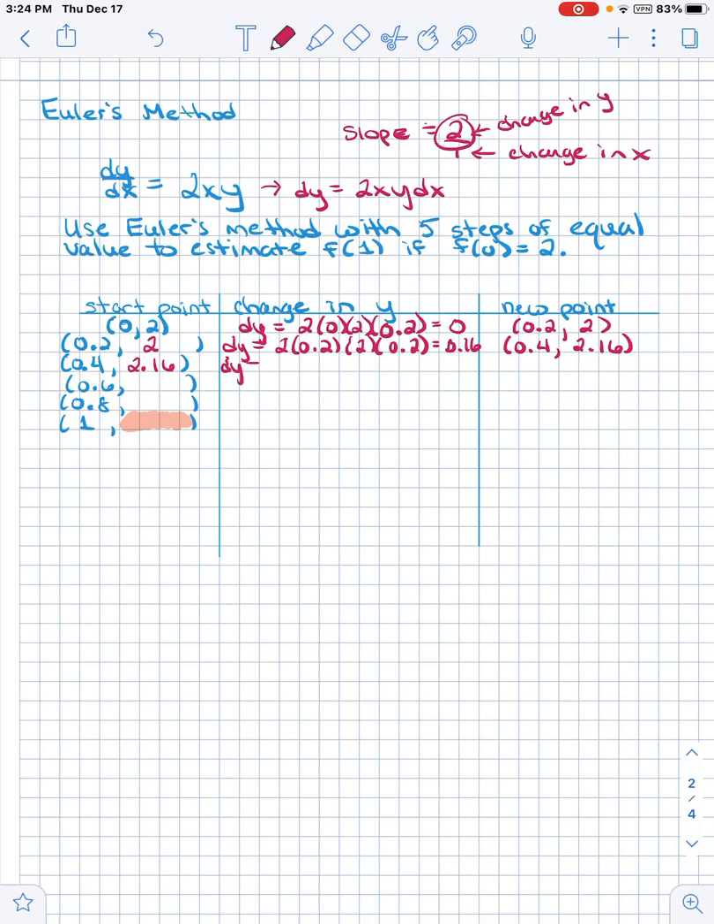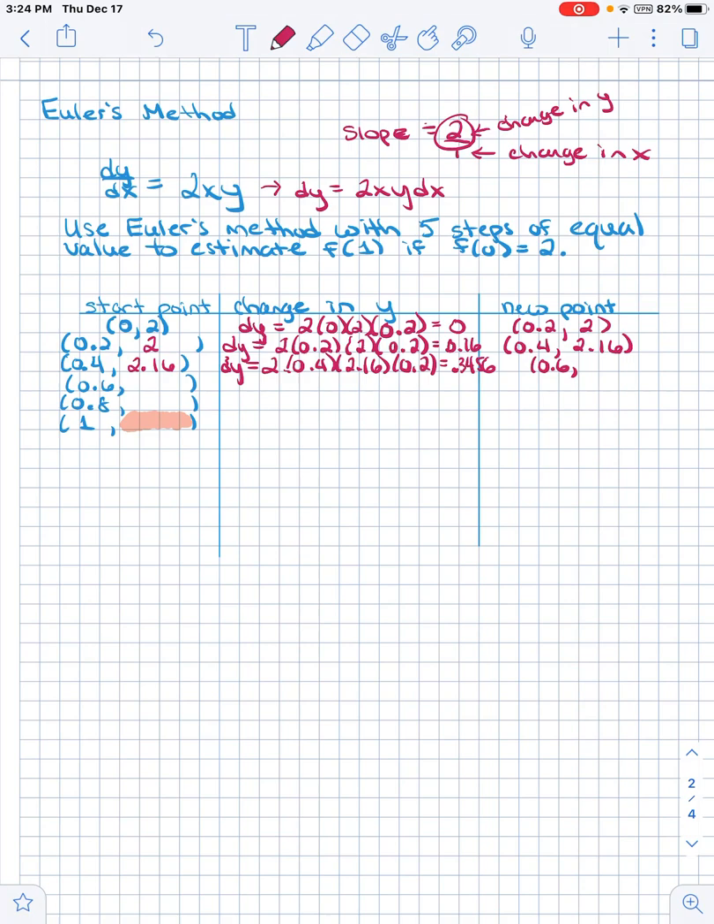So let's find the next change in y. dy is 2 times x times y times dx, and I've pulled out my calculator because I'm not going to do that in my head. So 0.8 times 2.16 times 0.2 is 0.3456. Do not cut off your decimals. That was kind of cool that it's 3456. I hope you found that as fun as me. Don't cut off your decimals because we're going to have to keep carrying these over. The more you round now, the more off you're going to be on your answer. So wait until the very end to round things off.